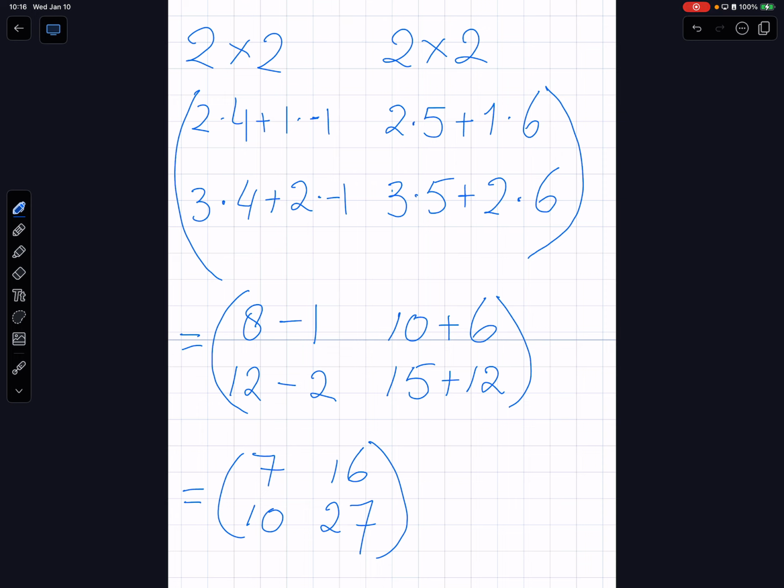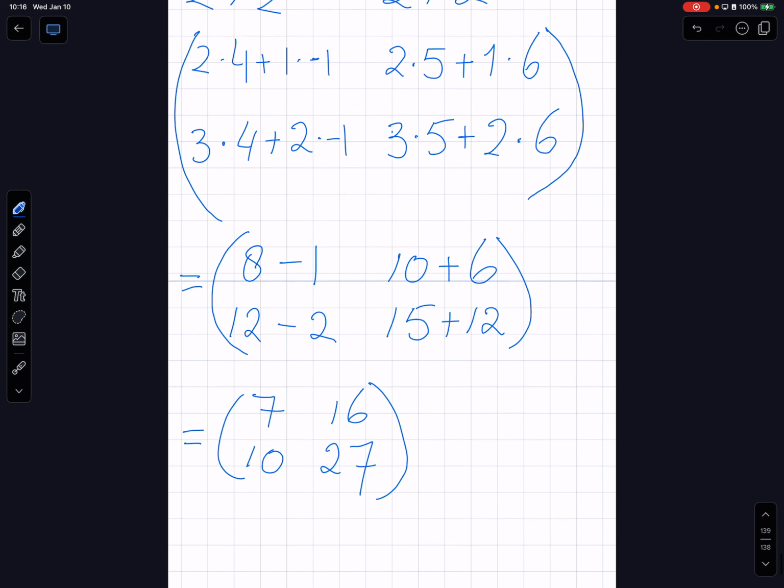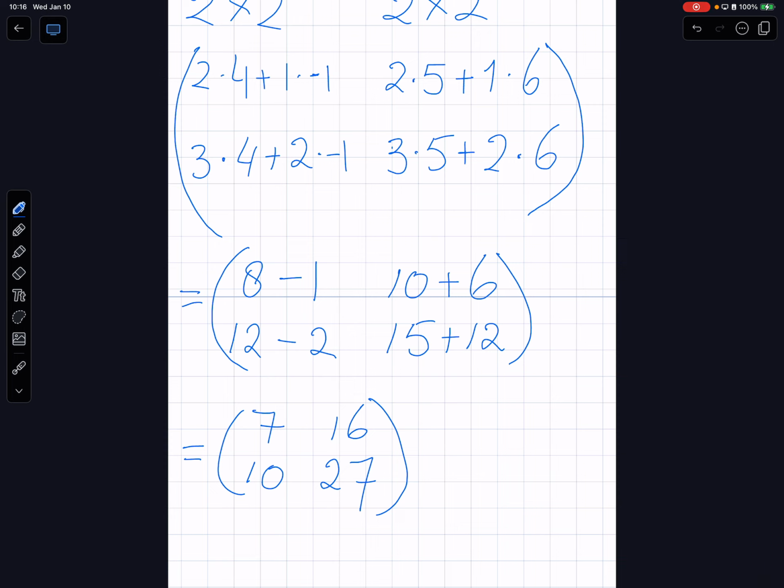Wait, Theo. Are those two different matrices, the 8 minus 1 and 12 minus 2? 12 minus 2. This one right here, is that just one single matrix? It's this one. Oh, we're doing this one. I thought we were. No, it's the same. I multiplied this matrix, 2 1 3 2, to simplify. 2 times 4 is 8, and 1 multiplied by minus 1 is minus 1. So 8 minus 1 is 7. Oh, yeah, okay. Because I got a little confused.